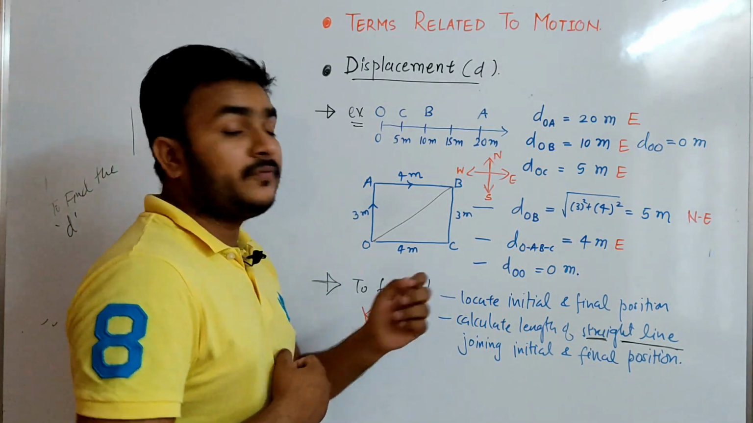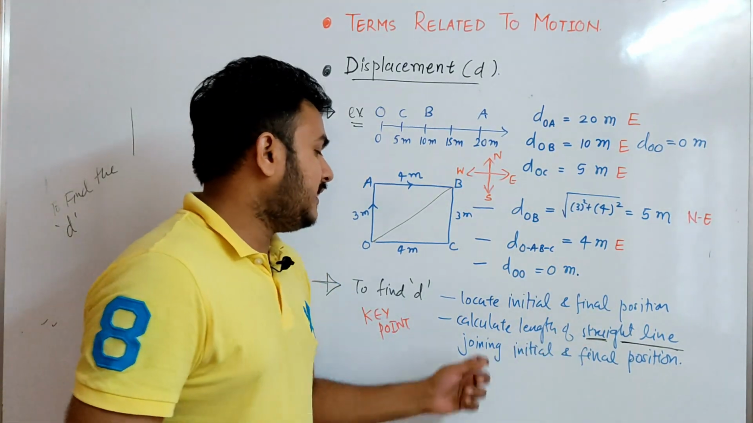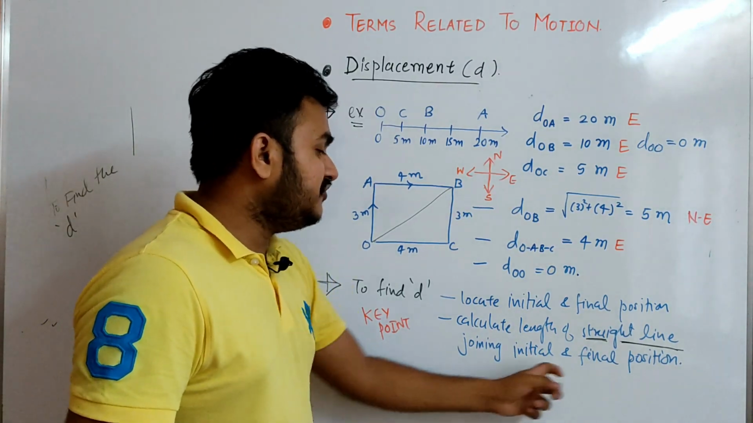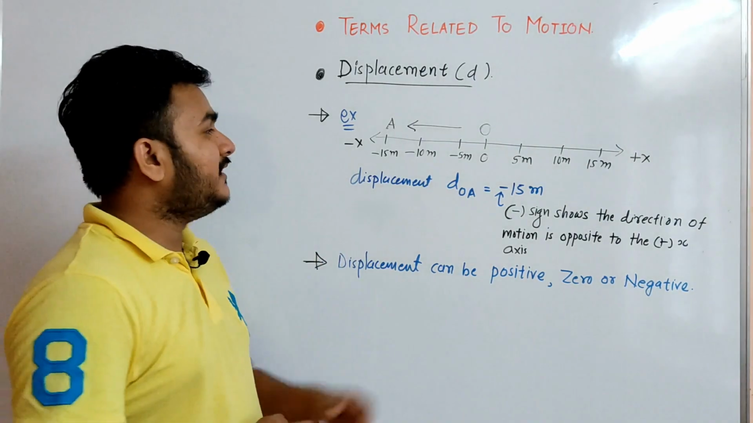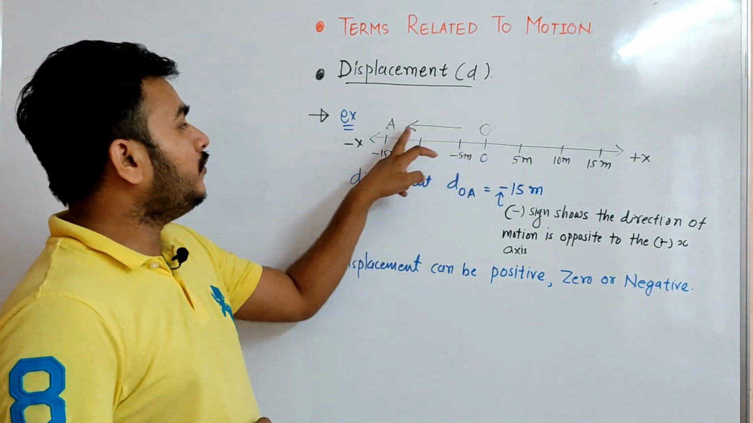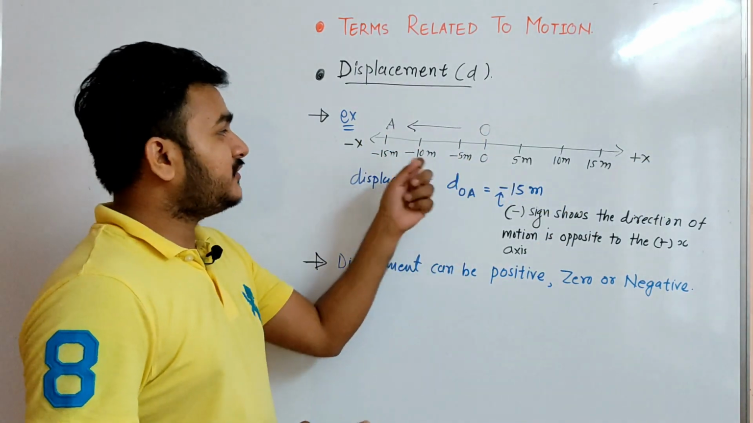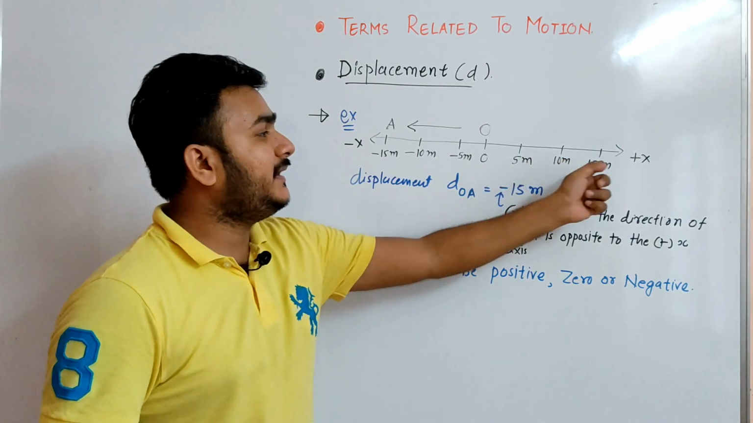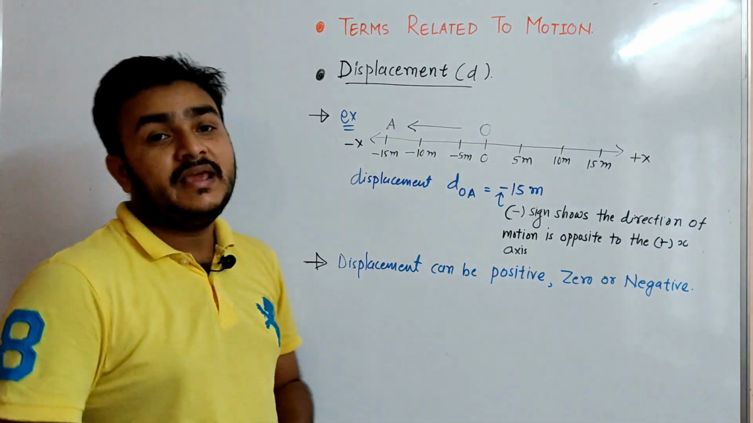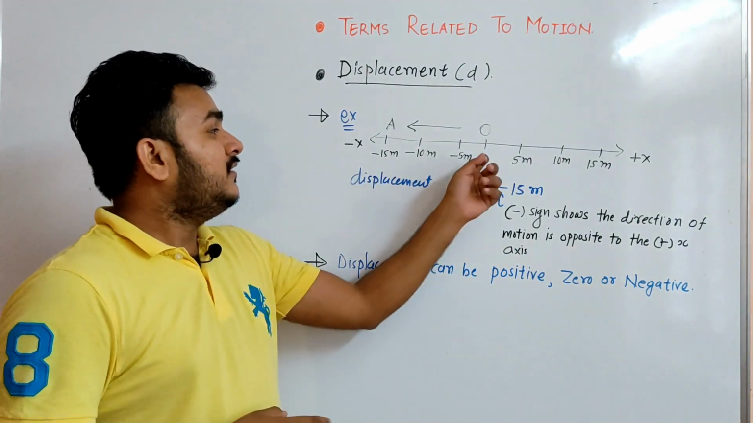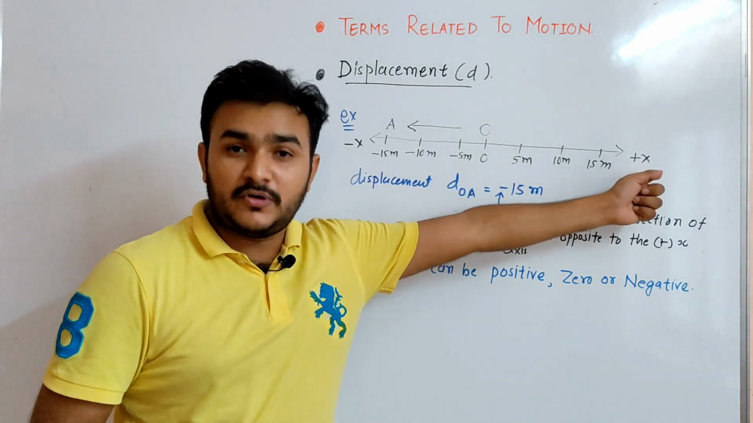Now this is one of the key things which one should know. In order to find out the displacement, the initial and final position are to be located, then the length of the straight line joining initial and final position is to be calculated. Let us consider an example in which the object is traveling from point O to A in the direction opposite to the positive x-axis. Here the positive x-axis shows the 5 meter, 10 meter, 15 meter marking, whereas the negative axis shows -5, -10, -15. Here the minus sign signifies that the journey is in the opposite direction to the positive x-axis.